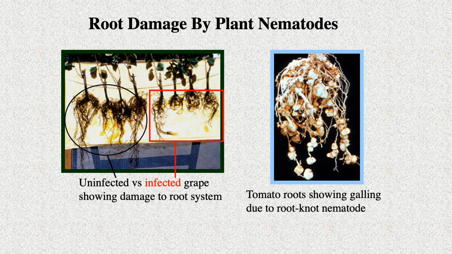Plant nematodes can cause various kinds of damage, but the most common type is damage to the roots of plants. On the left photo, you can see the difference in root size between uninfected versus infected grape plants. On the right is the damage caused by the aptly named root knot nematode. Root damage reduces transport of water and nutrients to the plant, and this reduces yields in cultivated crops.